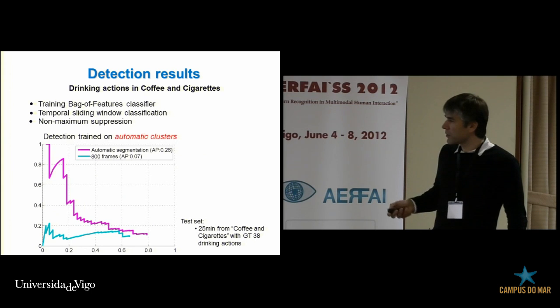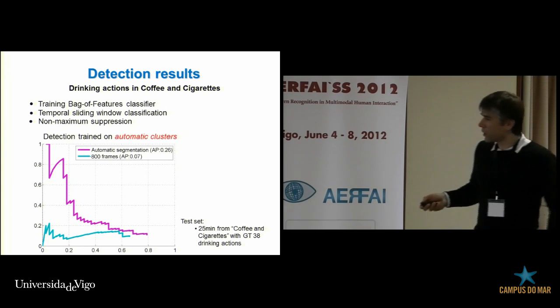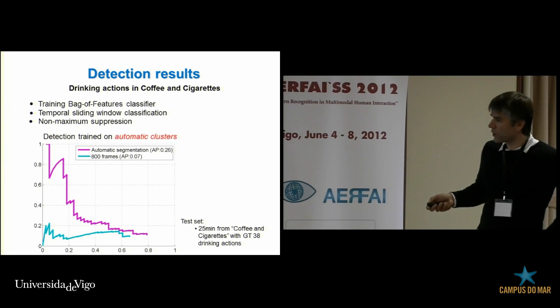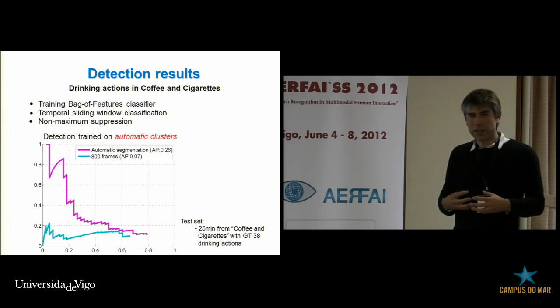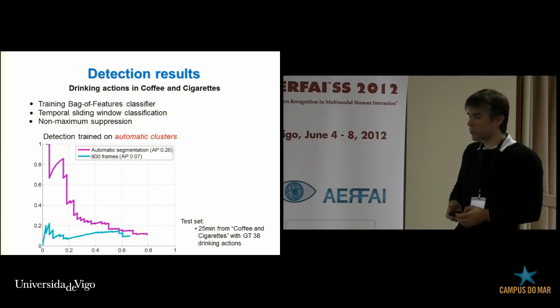That's the improvement we see on this curve versus this one. So by automatically localizing actions in the training, we are able to learn a better classifier.